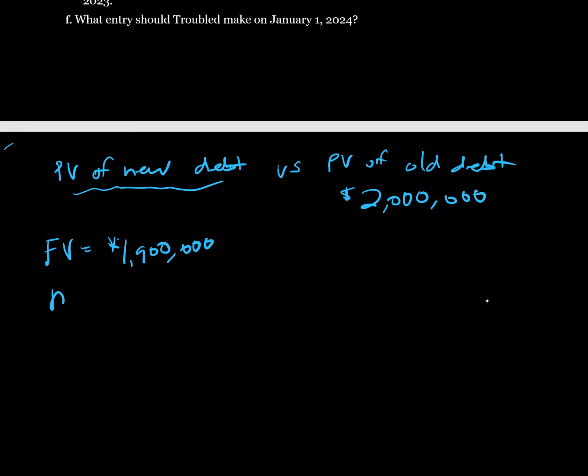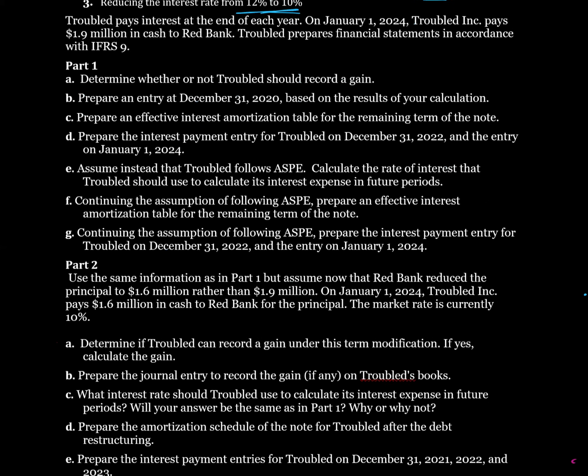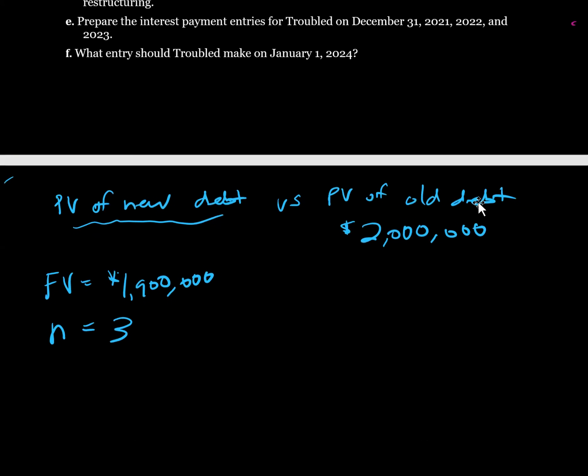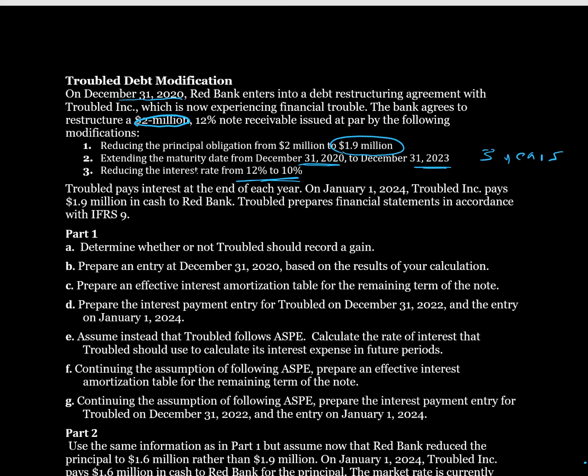We know that N is going to be 3, because it's 3 years, which we just saw in the extension, December 31st, 2020 to December 31st, 2023. I think it was. Yep. And what is I going to be? And this is a really important question. So if you look up in the question, it says that the interest rate on the new debt has been reduced from 12% to 10%. So it would seem very logical to have our I as 10%. That is the interest rate on the new debt, right?